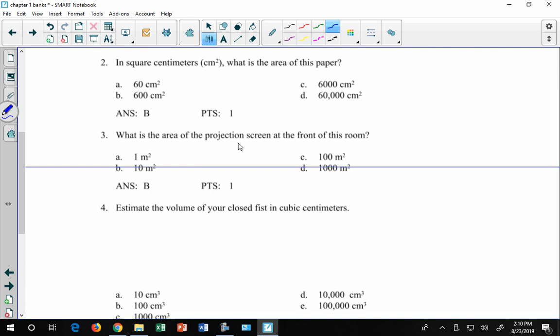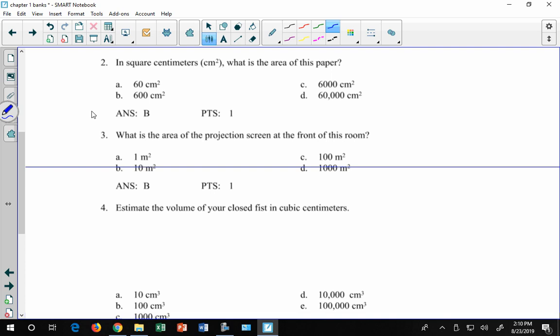See, we did one like this, and actually number 3, the area of the projection screen. This one I was looking at, it's about, I don't know, 2 meters or 3 meters tall, and then a little bit more than that wide. So really the only reasonable answer for the area of this screen is 10 square meters.